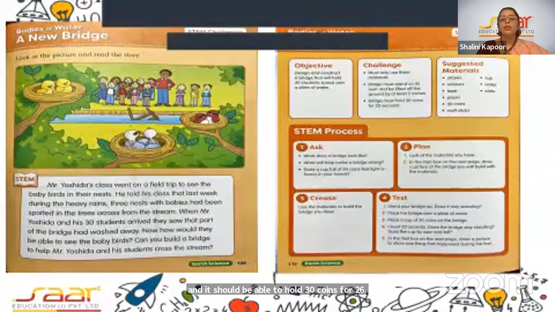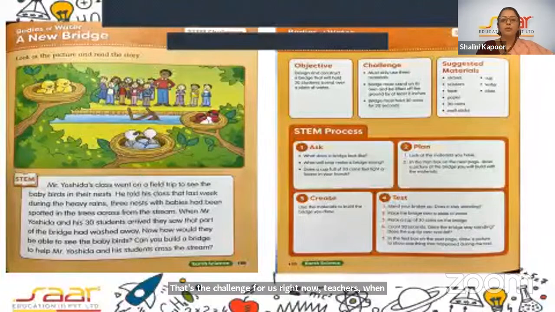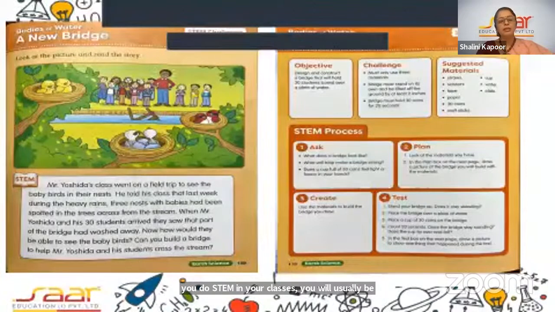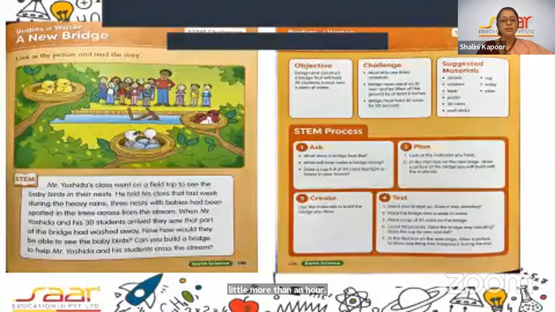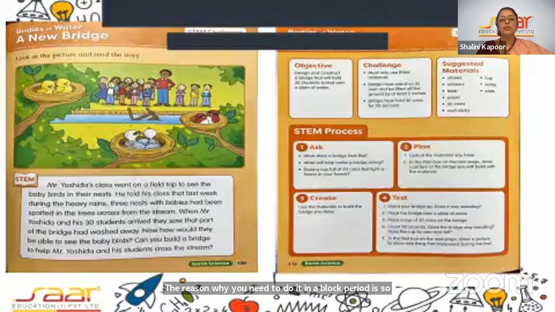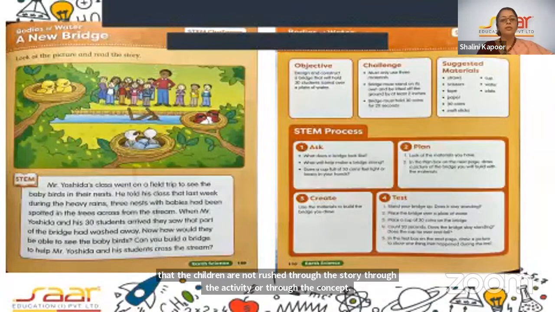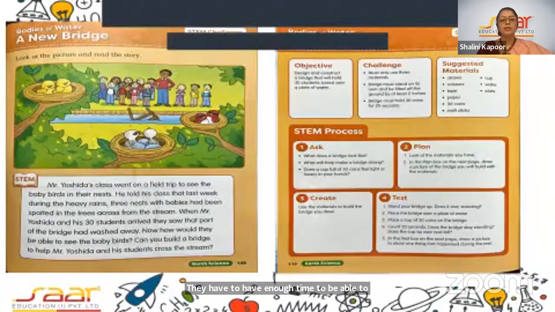Now, teachers, when you do STEM in your classes, you will usually be getting a block period of about an hour or maybe a little more than an hour. The reason why you need to do it in a block period is so that the children are not rushed through the story, through the activity, or through the concept. They have to have enough time to be able to process all the information that is being shared with them.